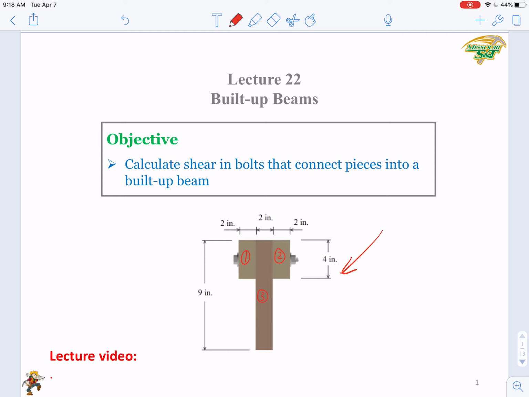In previous examples, we always assumed that these flanges and the web can be connected or bonded perfectly to each other at the interfaces. We can use glue, we can weld them, but here in this section we will use bolts and fasteners to connect them together, so that we call them built-up beams.